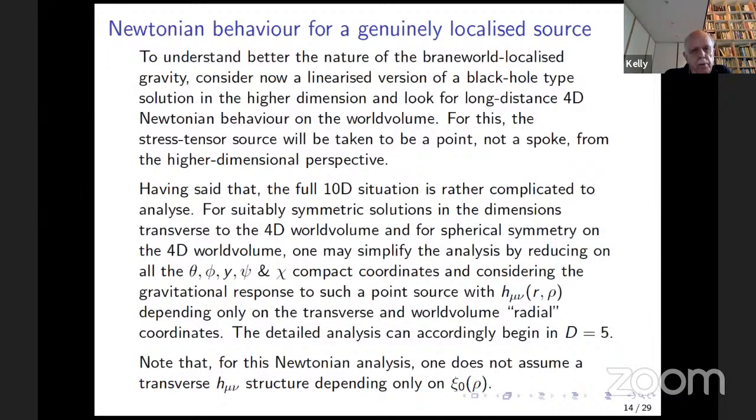But all these other compact directions we will assume symmetry, and therefore we can view the problem in a dimensionally reduced fashion, coming down from 10 to 5. Note, however, that we are not assuming in this Newtonian analysis that the transverse structure depends only on the C0. That we did for studying the graviton problem, but for this Newtonian analysis, we have to look at the full set of modes.